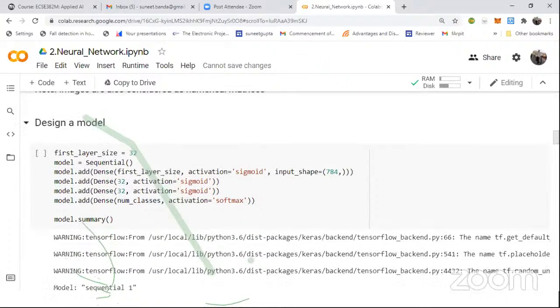Okay, now we come to the model design. So this is the important part.